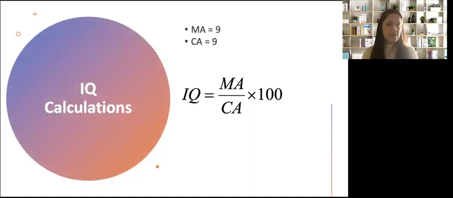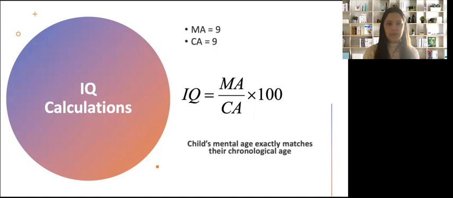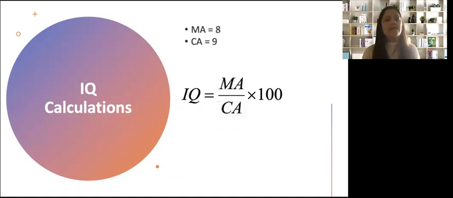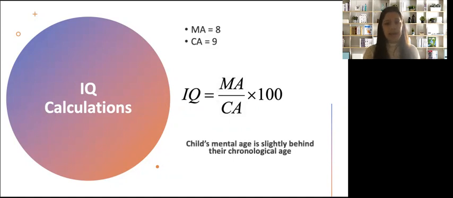So here's an example of this. If a child is 9 years old in chronological age and scores a 9 in mental age, their overall IQ would be 100. So here you have 9 over 9 times 100. It's going to equal 100. So that's their IQ score. Whereas if the child's chronological age is 9, but their mental age is 8, right? So their mental age is slightly behind their chronological age. Their overall IQ is going to be 88.9.